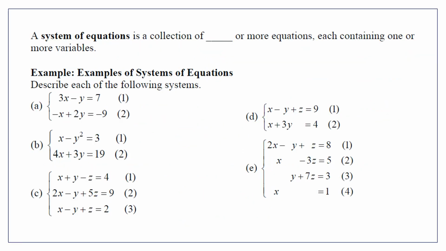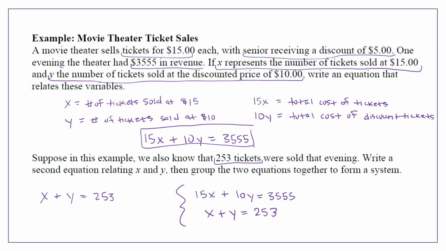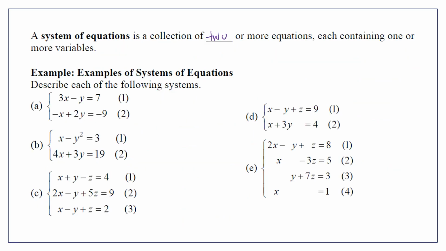So the definition of a system of equations is a collection of two or more equations containing one or more variables. So in our previous problem here, we had two equations that we put into a system, and we have two variables in our system, x and y. So when we put them together, we create a system of equations.